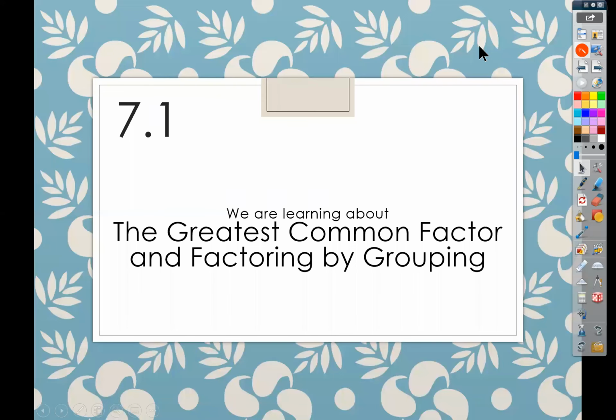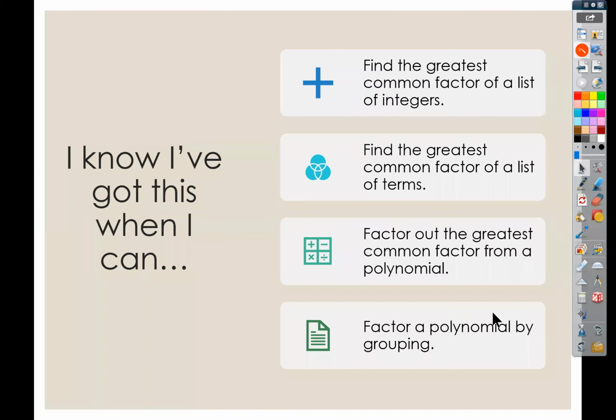Today we're learning about the greatest common factor and factoring by grouping. We're starting chapter 7, which is all about factoring, different kinds of factoring. Today we're going to be doing the greatest common factor and factor by grouping. So I know I've got this when I can find the greatest common factor of a list of integers, find the greatest common factor of a list of terms, factor out the greatest common factor from a polynomial, and factor a polynomial by grouping.